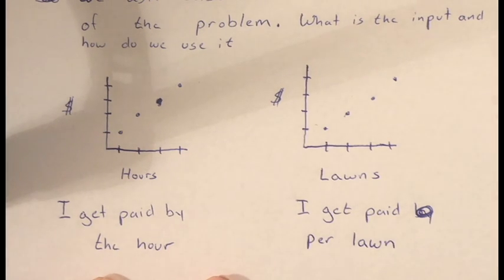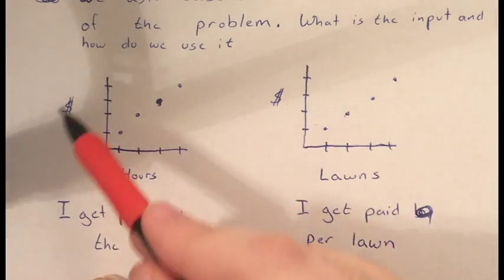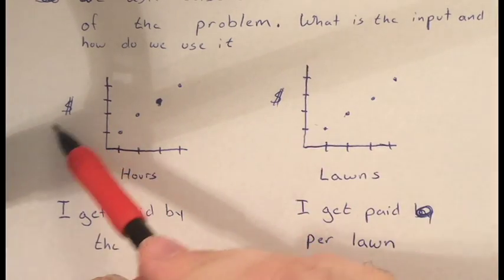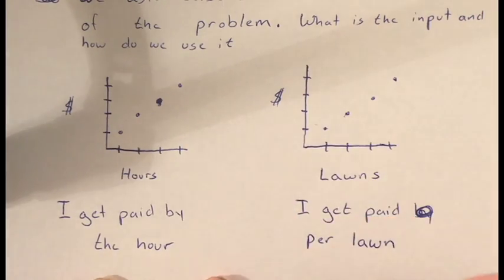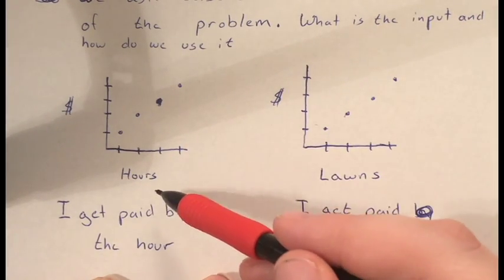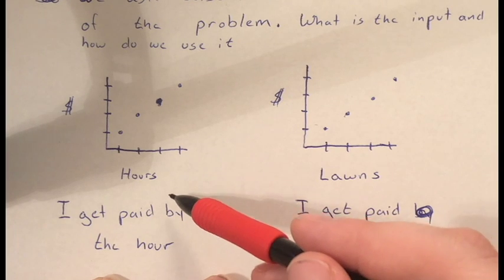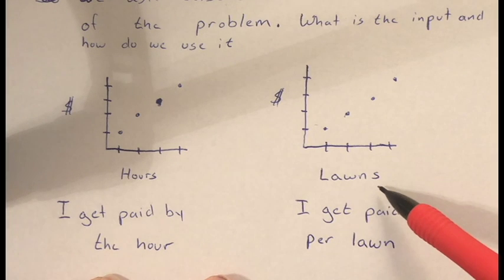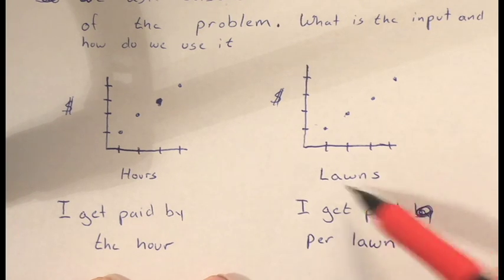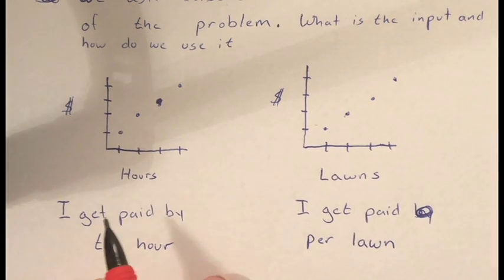So in both cases, I'm getting paid some money. So this is my Y variable. This is my dependent variable. My output is going to be money. Whereas in this particular problem, my input is hours. My X value represents hours, or my independent variable is hours. And this would be lawns, which would be my input, my independent variable, and my X values. So the question is, which is discrete and which is continuous?